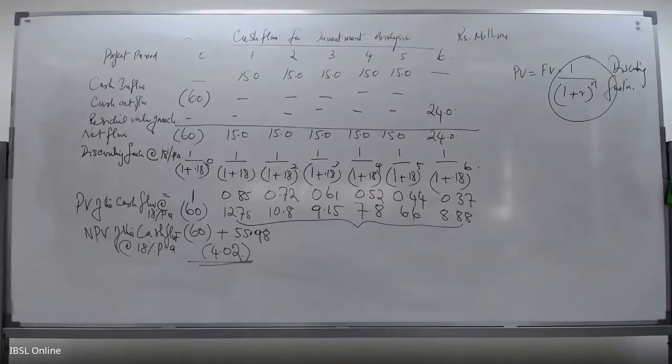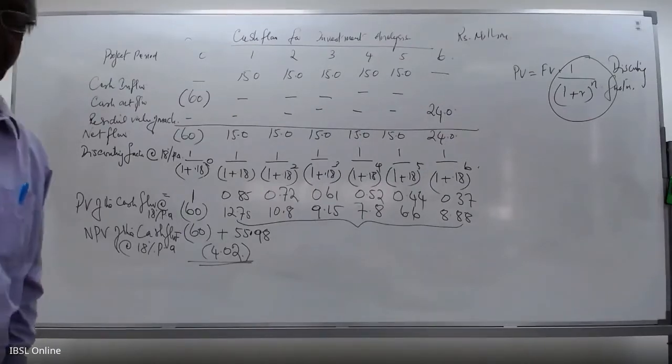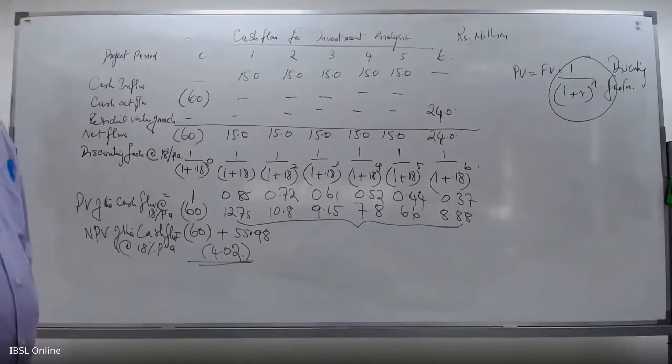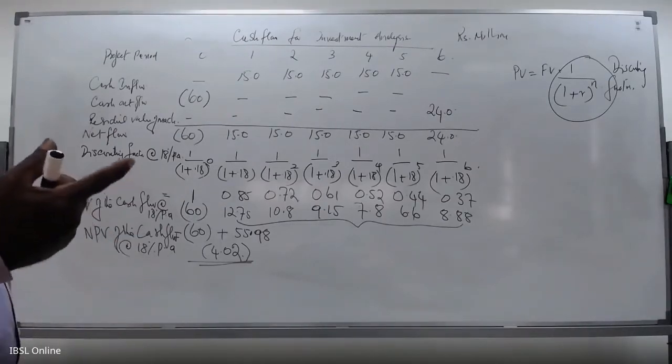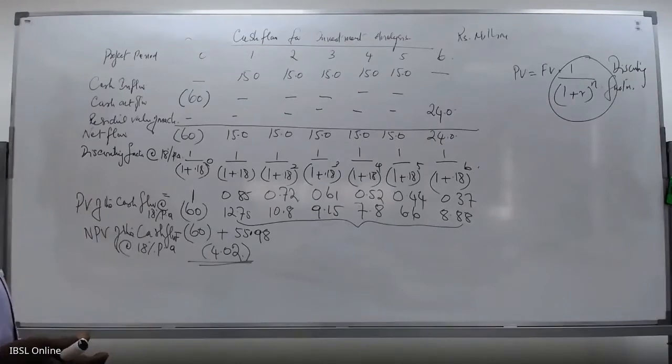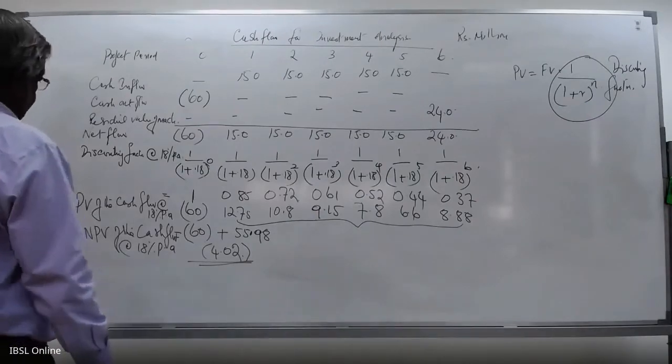So you must understand what we mean by NPV. NPV is the net of the present value of the inflow and the outflow of an investment's cash flow. It is net NPV.